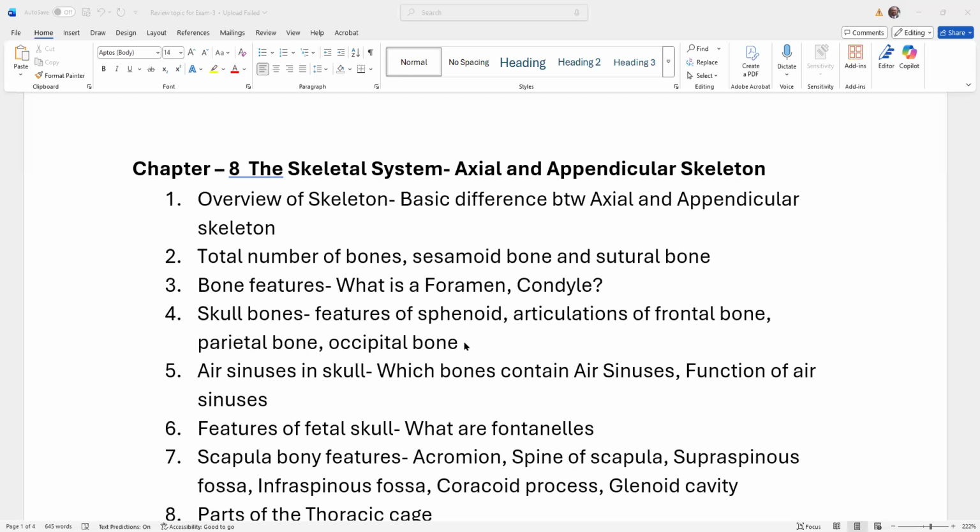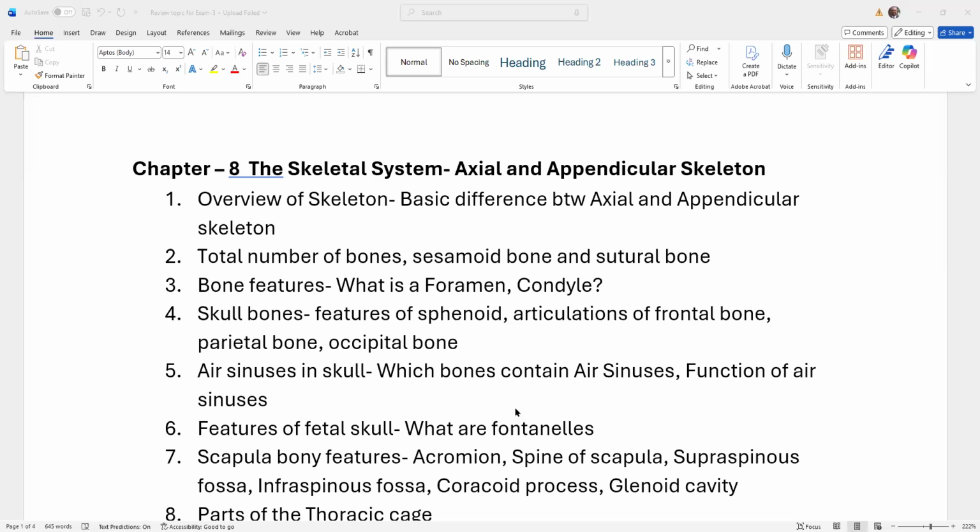What are the skull bones, particularly the features of sphenoid? What are the articulations of the frontal bone, the parietal bone, and the occipital bone? The sphenoid bone has got some peculiar features. It houses the pituitary gland. What is that part called? All these you should review.